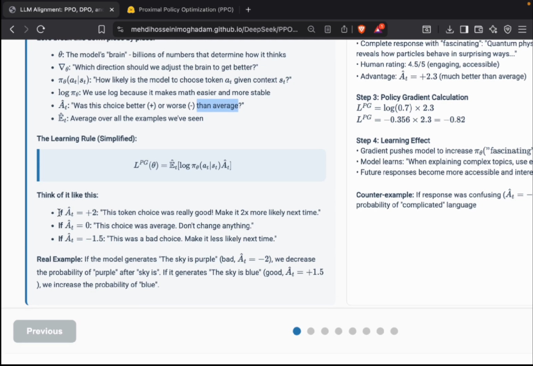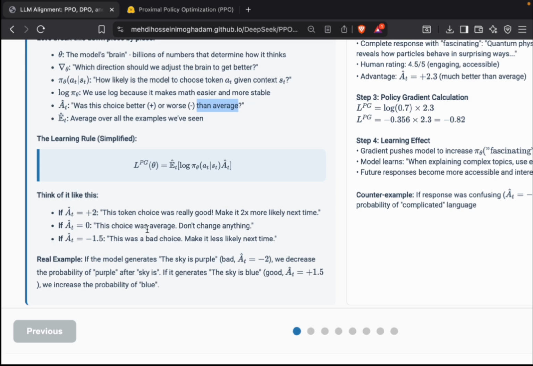For example, an example for advantage. We're going to go further into details, so this is just a quick high-level overview of advantage and all those. We will go much deeper in a minute. So for the advantage, if it is something like +2, it means this token choice was really good. Make it 2x more likely next time. So I'm very happy with the essay that you wrote. Keep the same style, and write it that way.